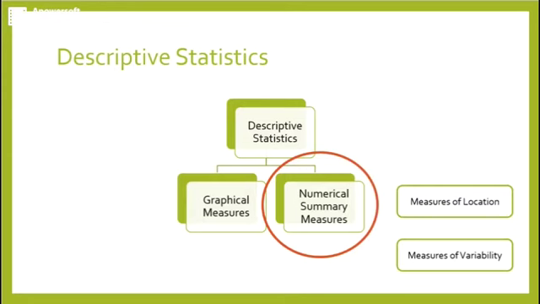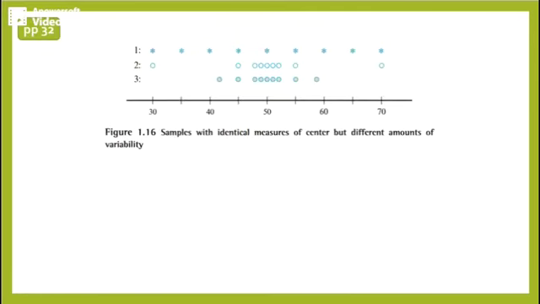So today we are looking at the measures of variability, where we are interested in how far the data is spread out. You can see this little graph on page 32 of your textbook. These are 3 different data sets that have the exact same measure of center. But all 3 of these have different measures of variability.